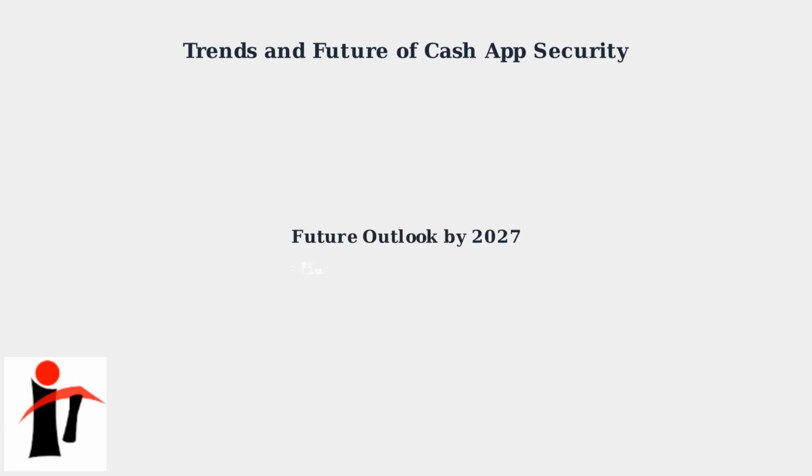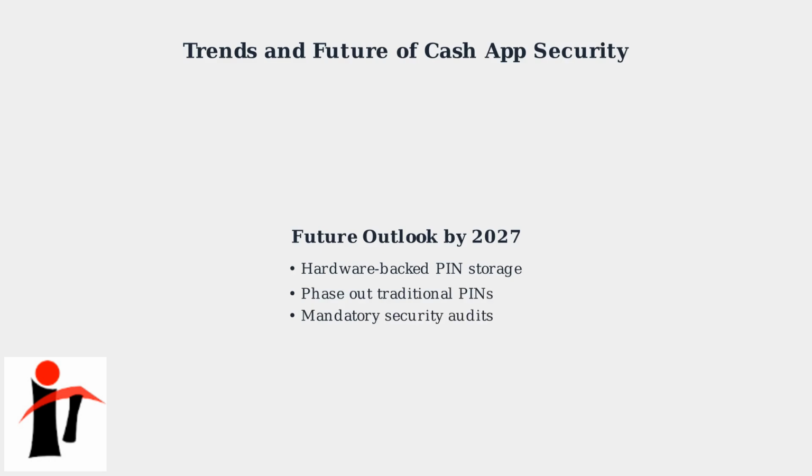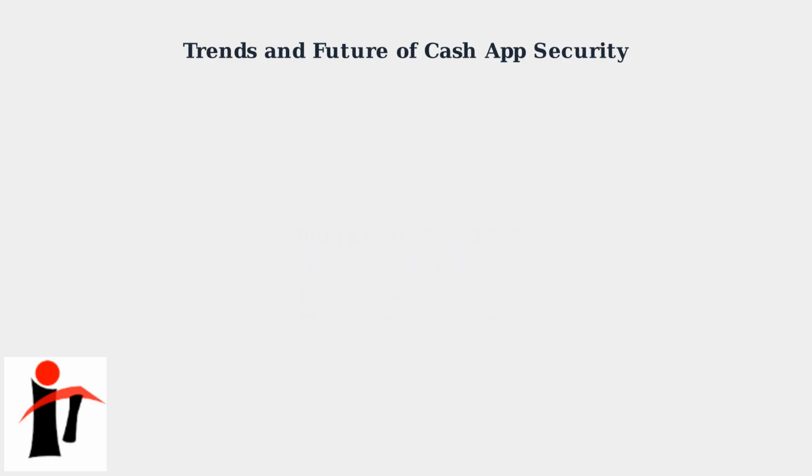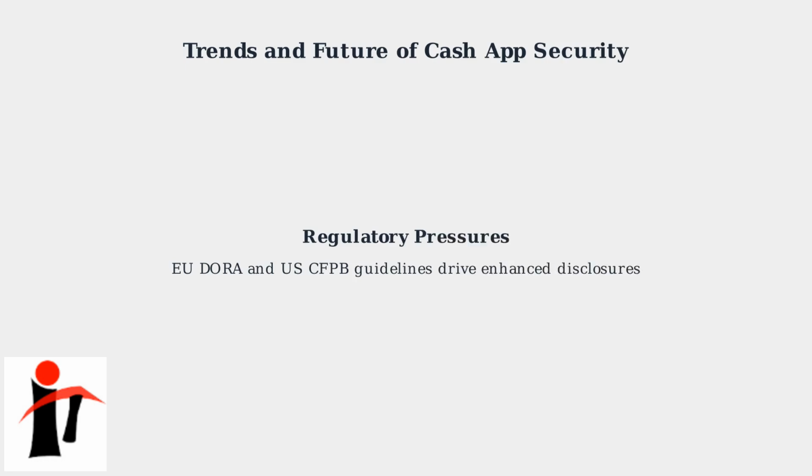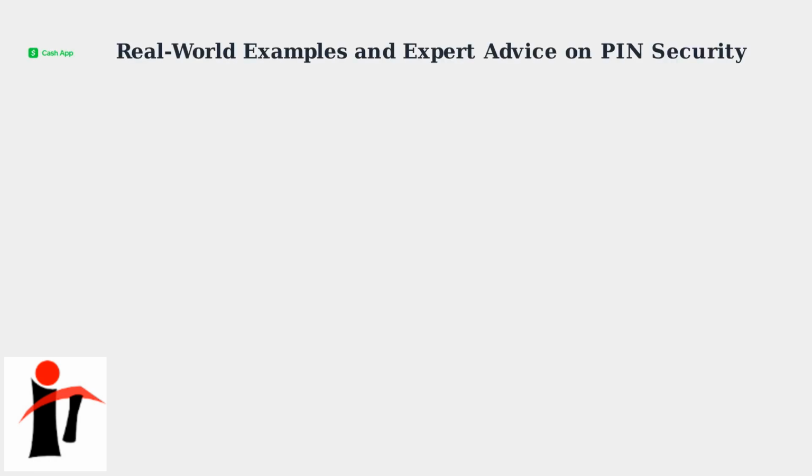Looking ahead to 2027, Cash App plans hardware-backed PIN storage, potentially phasing out traditional PINs in favor of more secure methods. Regulatory pressures from EU DORA and US CFPB guidelines are pushing Cash App to enhance PIN-related disclosures and implement mandatory security audits. Let's examine real-world examples of PIN security issues and expert recommendations for protecting your Cash App account.